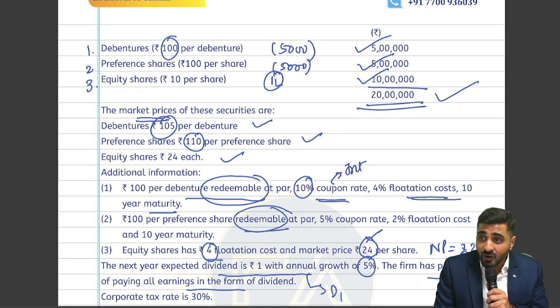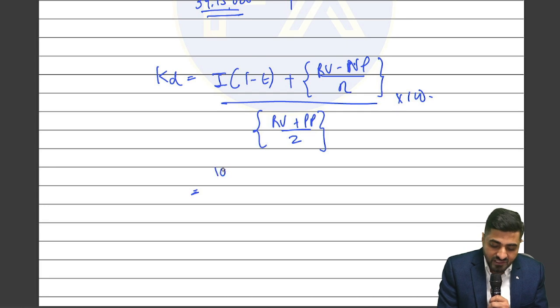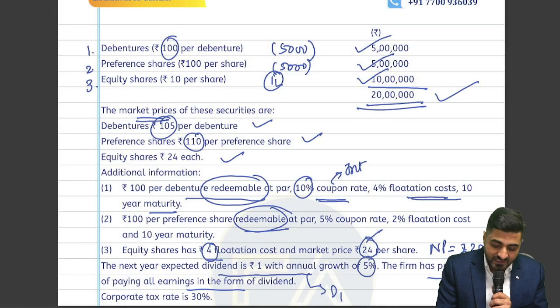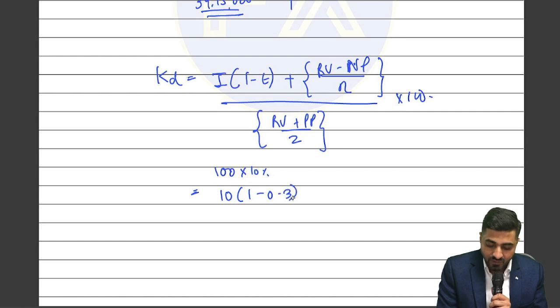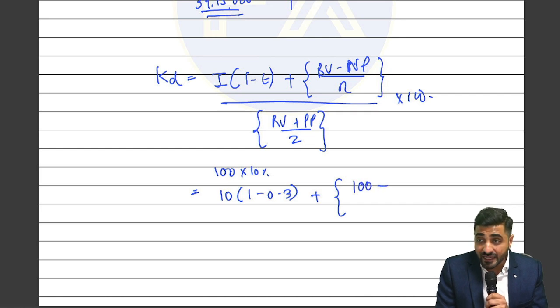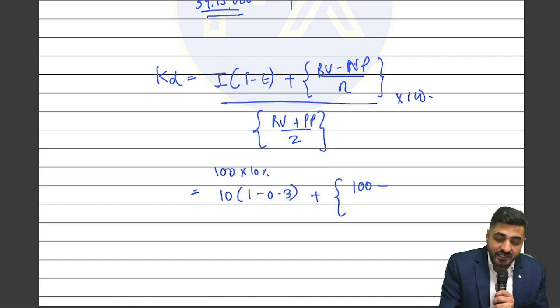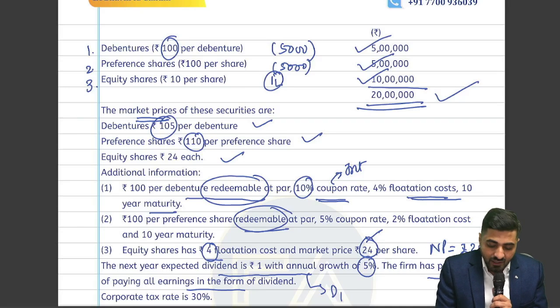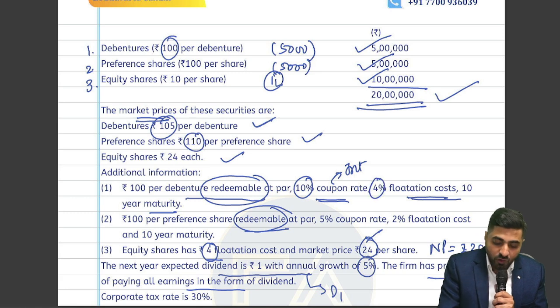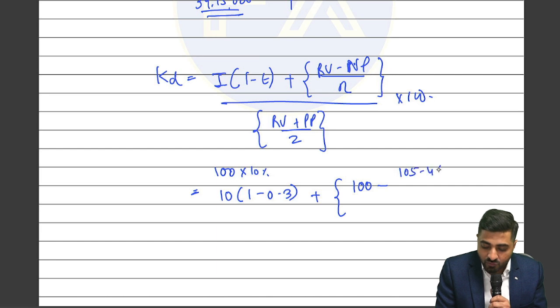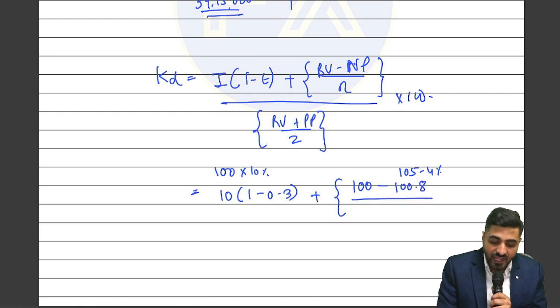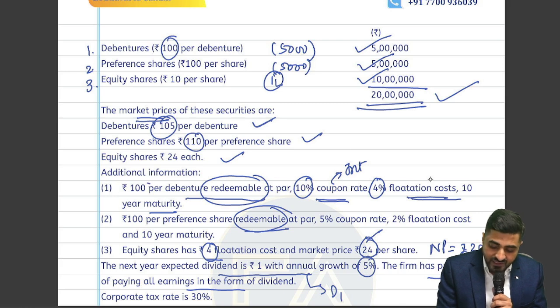Will I get the interest amount? Come on, yaar. So 100 face value multiplied by 10%. We're getting 10. What's the tax rate? Tax rate 30%. What is the redemption value? Can I say redemption will be at 100? What is the net proceeds? Can I say net proceeds means market price? Market price is 105. Should I only take market price, beta? What is the flotation cost? 4%. 105 minus 4%, that is 100.8. What is the life? Life is 10 years.